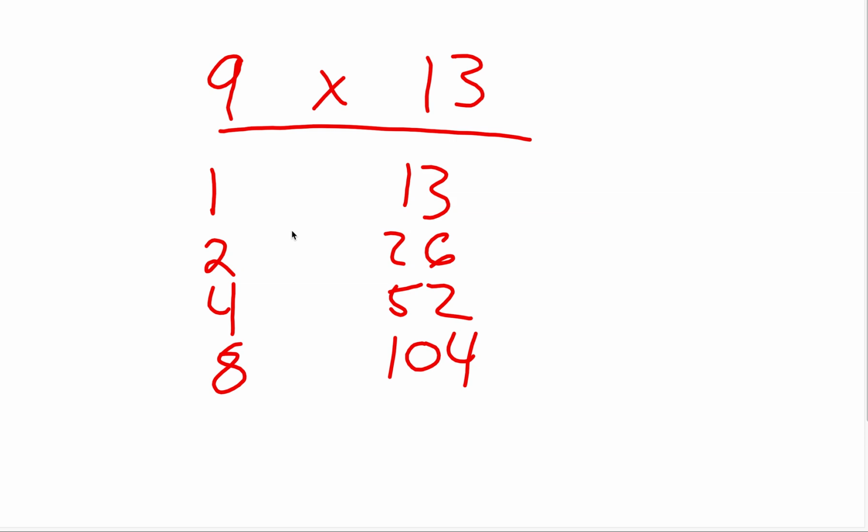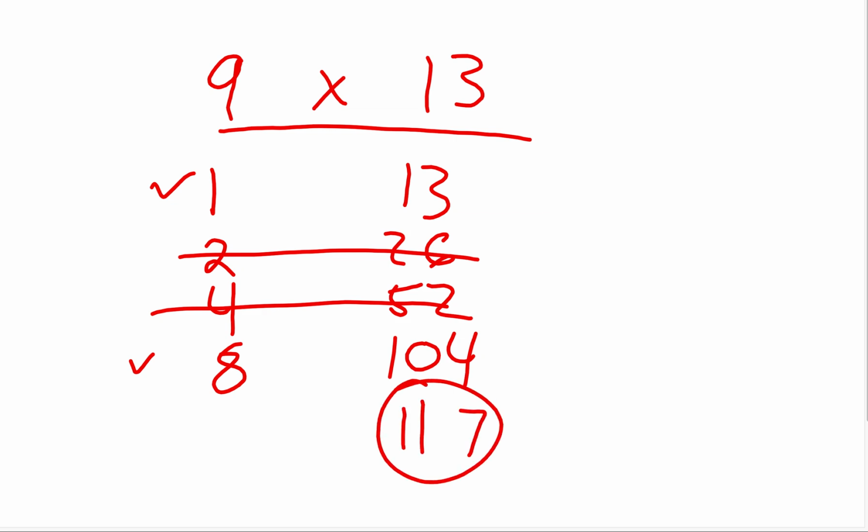Now to make 9, I need 8 and 1. So I need this one and this one. So 8 and 1, I add these together, and that is going to be 117. 9 times 13 is 117. Right there is 117. I believe 9 times 13 is 117.